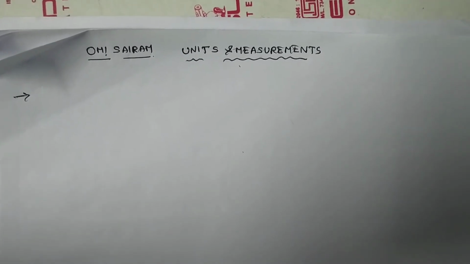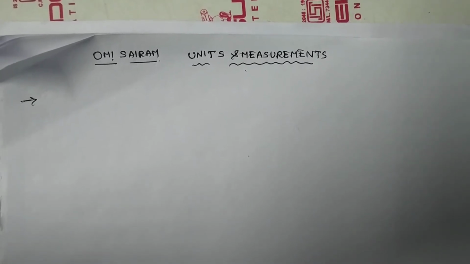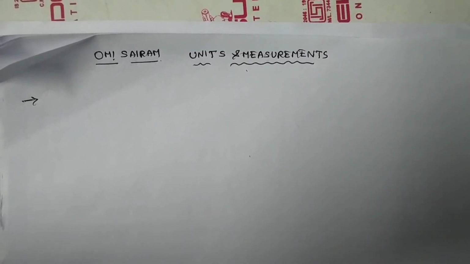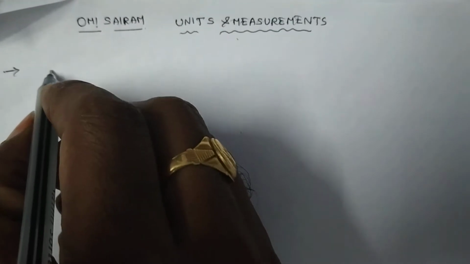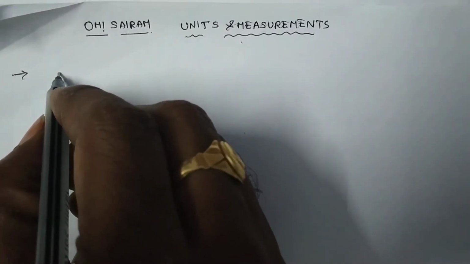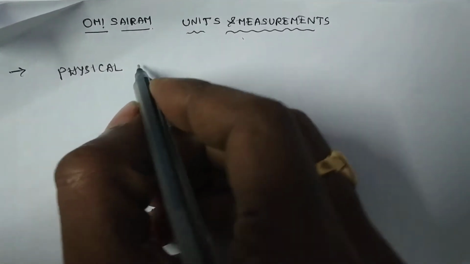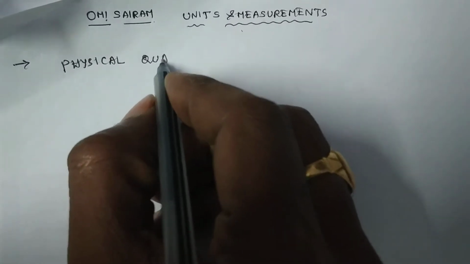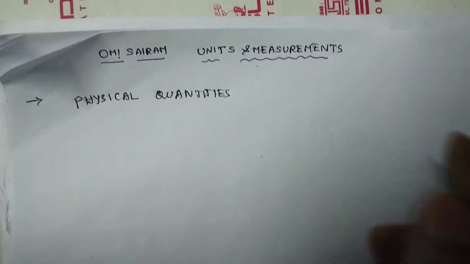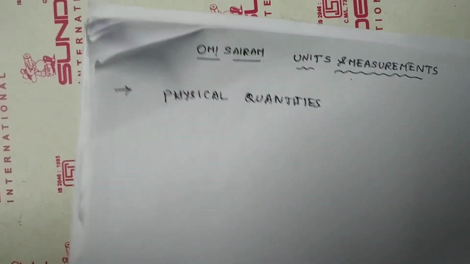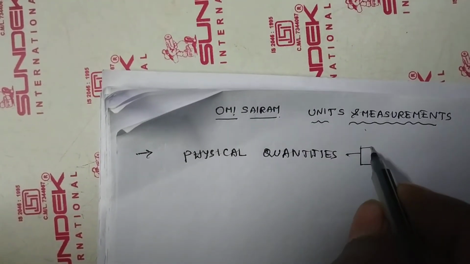Today I am going to start the video on units and measurements. What is a unit and what is a measurement? In that, what are the physical quantities? How many types of physical quantities are present? There are two types of physical quantities.